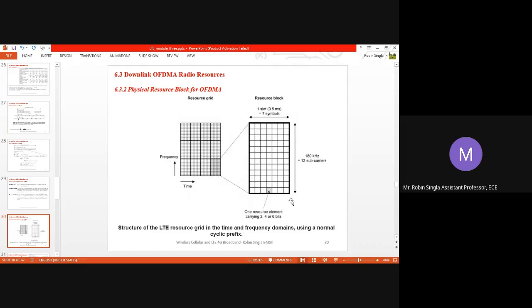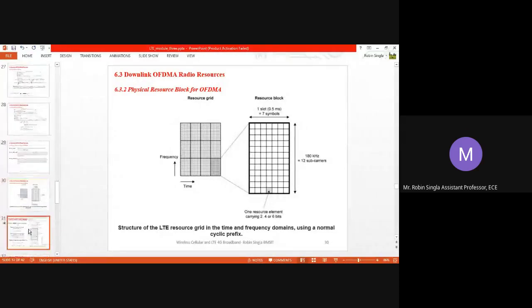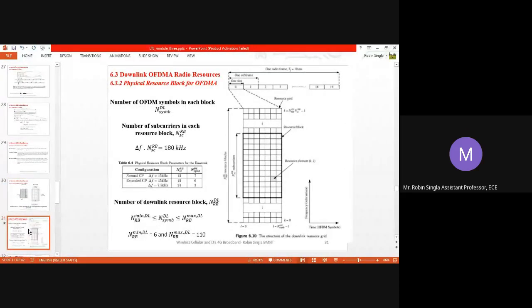And the vertical axis is fixed to 180 kilohertz. How many resource elements there will be in 180 kilohertz depends on the spacing between the subcarriers. If it is 15 kilohertz, then there are a total of 12 subcarriers. So the size of this resource block is 7 into 12, for the normal cyclic prefix and delta F of 15 kilohertz. So that was an example.